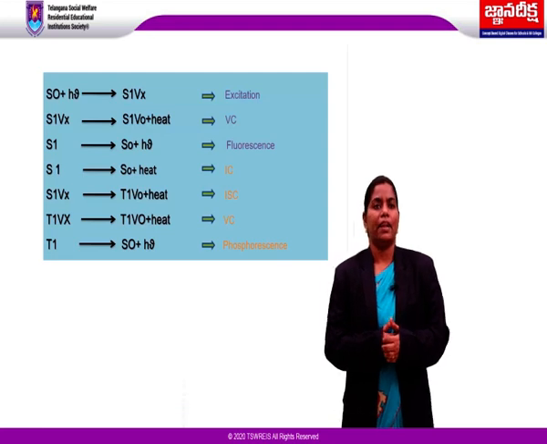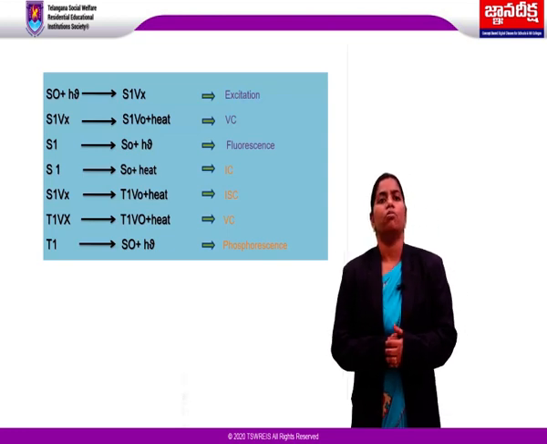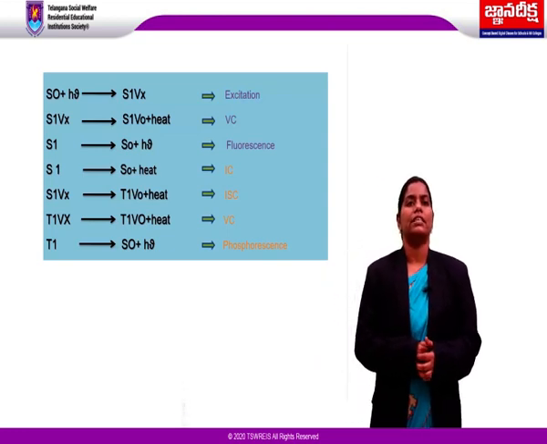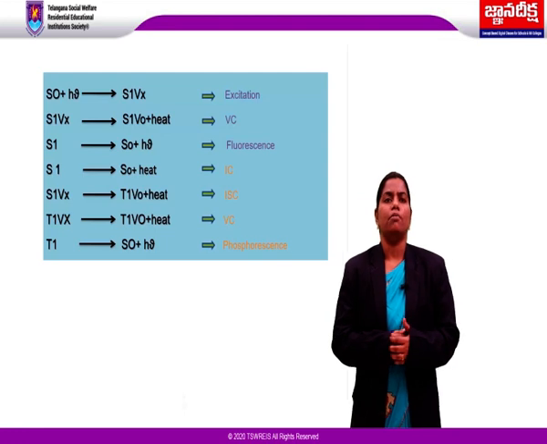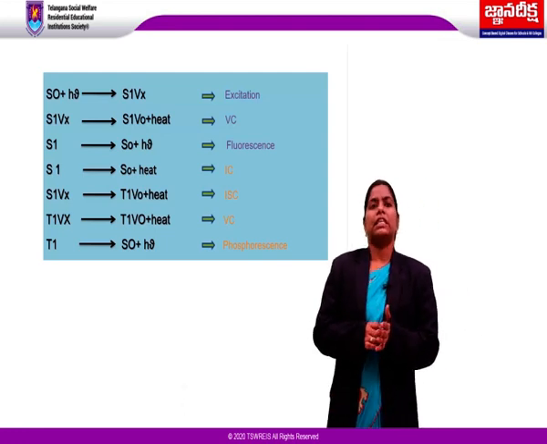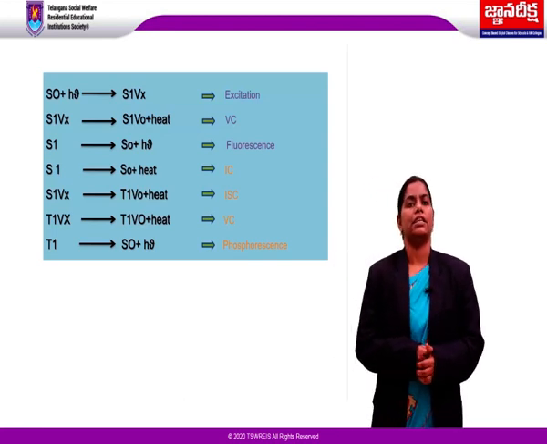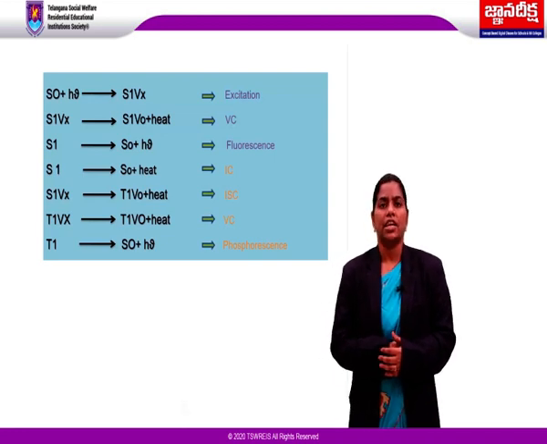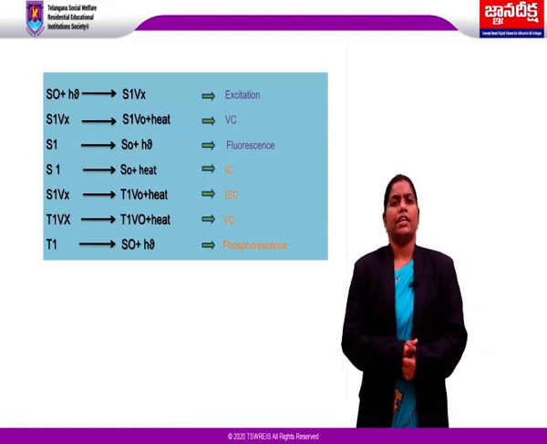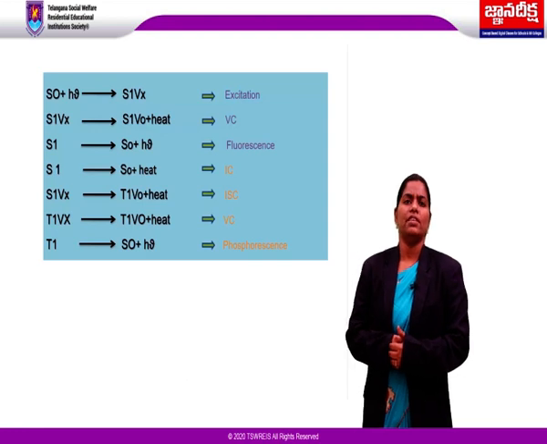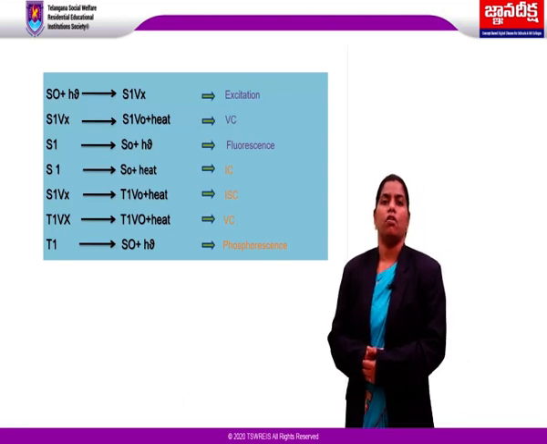Here is the well-explained Jablonski diagram. The first step is excitation, where the molecule goes from the ground singlet state S0 to a higher singlet state. The second is vibrational cascade, where the molecule goes from a higher vibrational level to a lower vibrational level of the same singlet state, so spin multiplicity is maintained. Such a process is called vibrational cascade. If the molecule de-excites from the higher singlet state S1 to the lower singlet state S0 by the release of energy in the form of light, that phenomenon is called fluorescence.